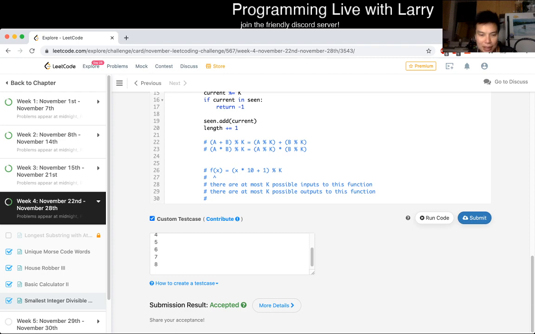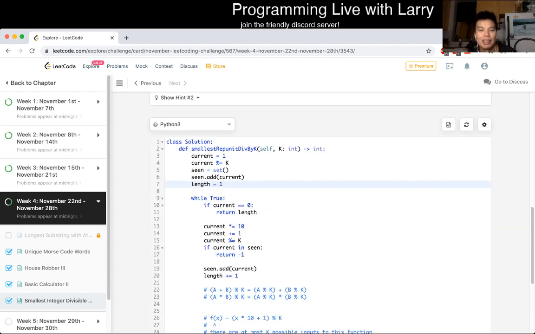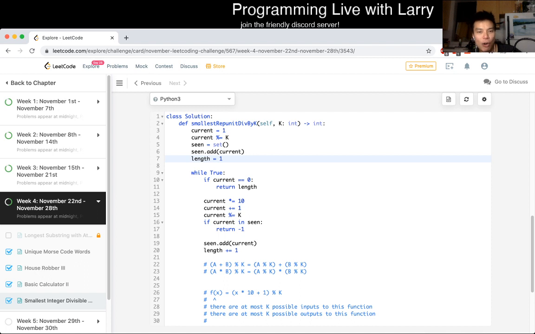So let's go over the complexity of this problem, right? So what is the complexity? The complexity is actually O of k, because as we talked about, this can only have at most k possible inputs. So this loop, even though it looks like it could go on forever, can only execute at most k times. And because of that, seen can at most have k elements, roughly. So it will take O of k space. So this is an O of k time and O of k memory algorithm.